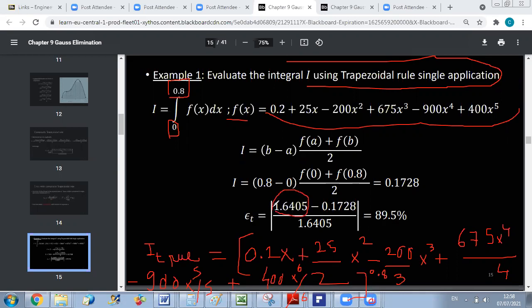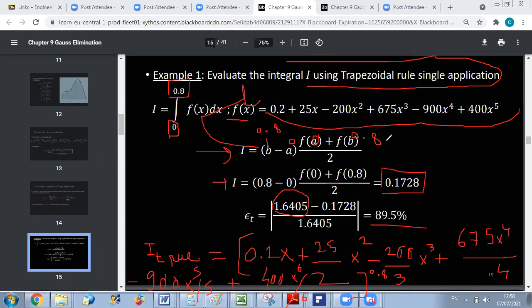I want to compare with the numerical value of I obtained using trapezoidal rule single application. So I just have to take one segment, and b will be 0.8, and a will be 0. So all I have to do now is to replace 0 and 0.8 in my function here to get what is f of 0 and what is f of 0.8. And then I can compute that I is equal to 0.1728. And as expected, this will give me a very bad result with a true relative error of nearly 90%.